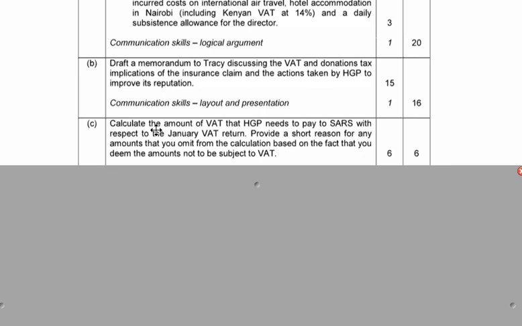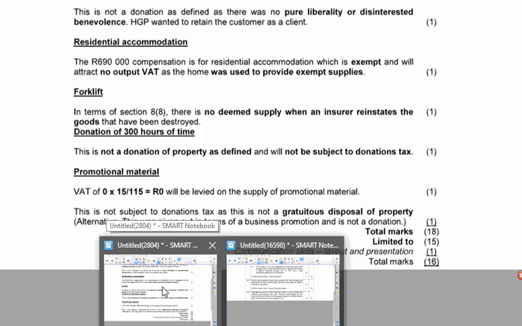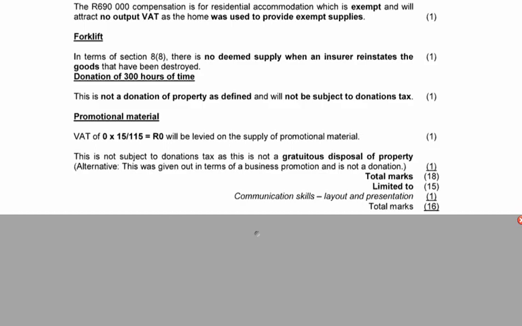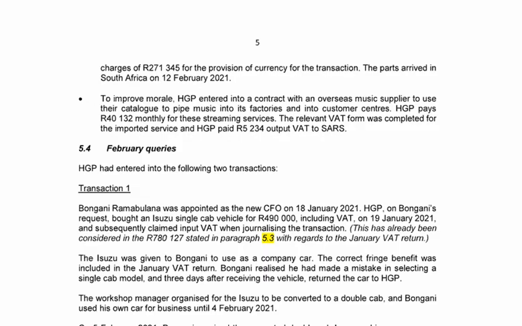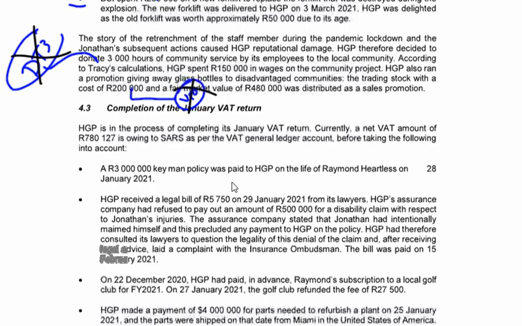It says, calculate the amount of VAT that HGP needs to pay to SARS with respect to its January VAT return. Provide a short reason for any amounts you may omit from the calculation that you deem not to be subject to VAT. 6 marks. So if you put a 0 down, you get the mark for the reason, not for the 0 itself. Okay. Looking at the question, let's go look at what's happening inside the question itself. So let's go back.